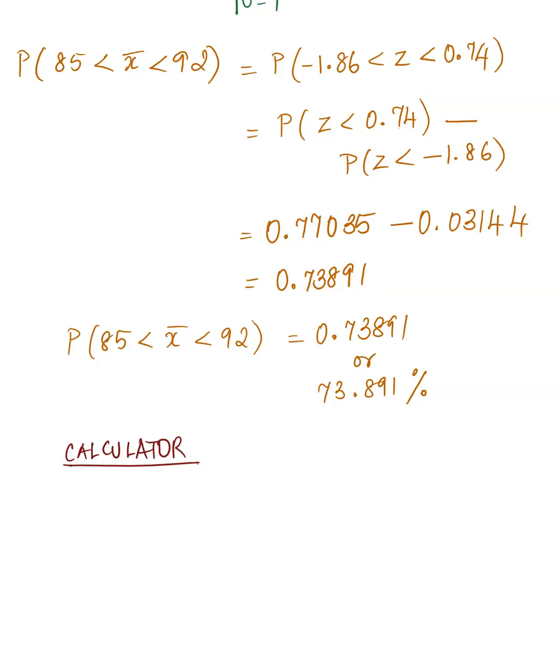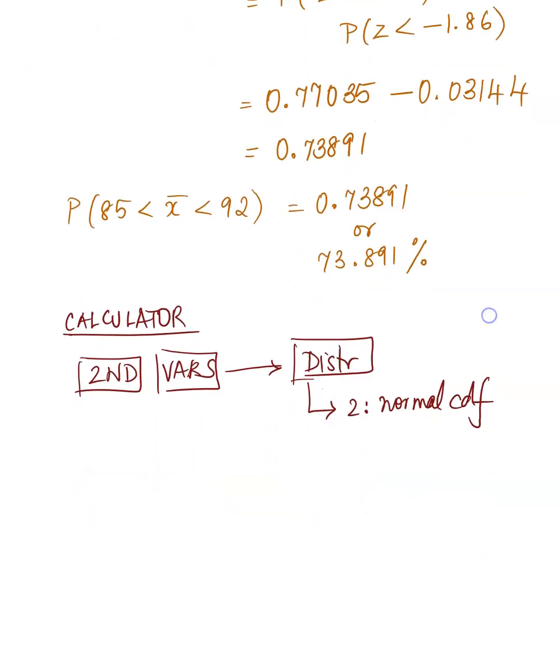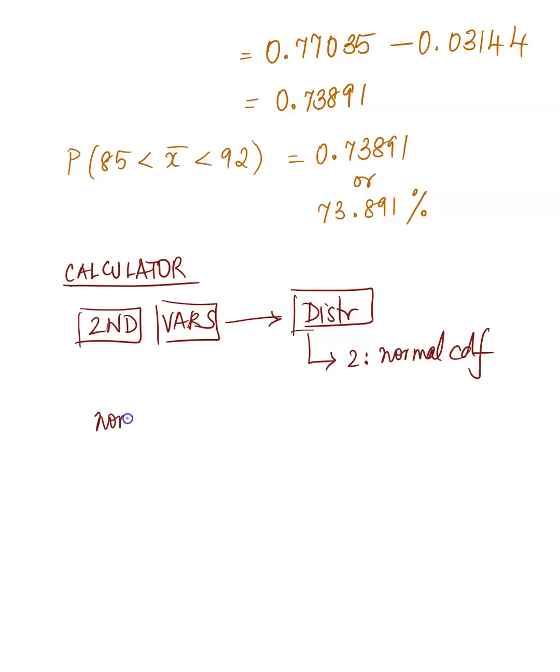And we know how to get to it. It's second bars. Distribution. And we go to CDF. So that will be the second one. And in normal CDF, the values you enter would be the lower limit, the lower value.